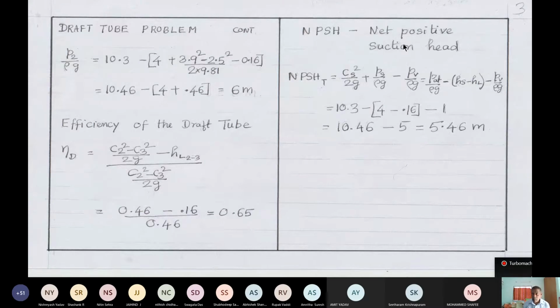Now here also there could be a required NPSH. When the available NPSH falls below the required one, the system will cavitate. Cavitation will cause unstable operation, loss of material or damage of material. Then it may create noise.